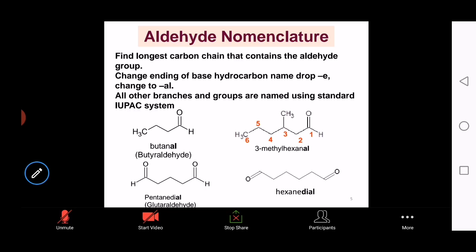Here it has a substituent. The steps are the same, we have to find the longest carbon chain containing the carbonyl compound. So the numbering is 1, 2, 3, 4, 5, 6. That is the longest carbon chain. And then there is a substituent at carbon 3. So that's why we get the name 3-methylhexanal.